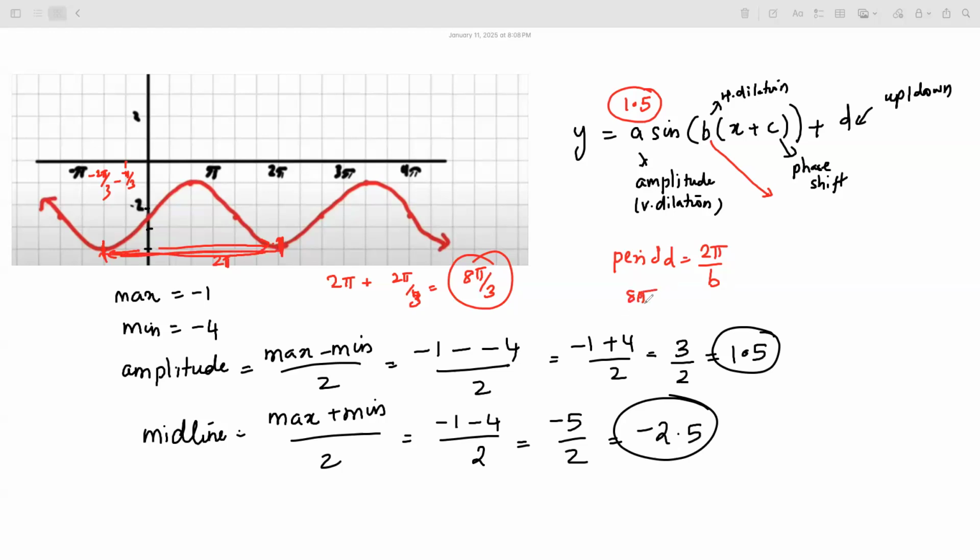When the period is 8 pi by 3, it will be equal to 2 pi by b. So how do you find out b? Can I let you find out b or should I find out b? I did cross multiplication. Correct. So b is what? b is equal to 3/4. Good job. Go ahead. If you did not understand, you have to ask.